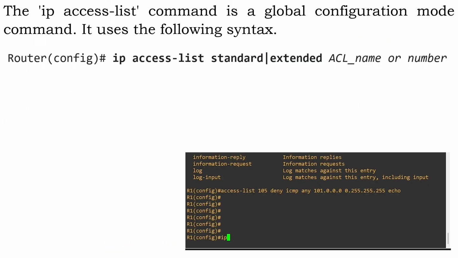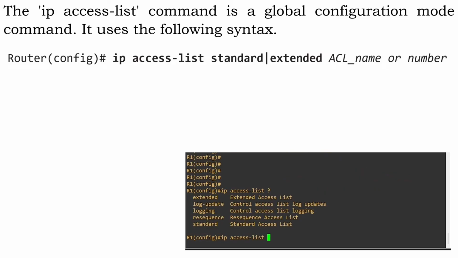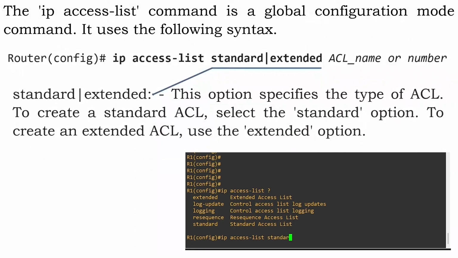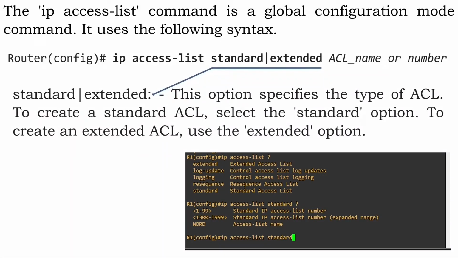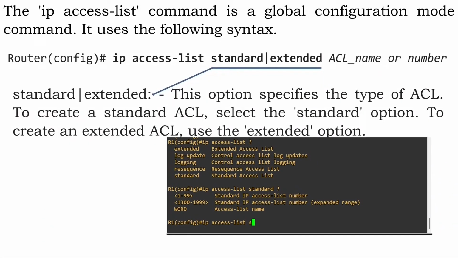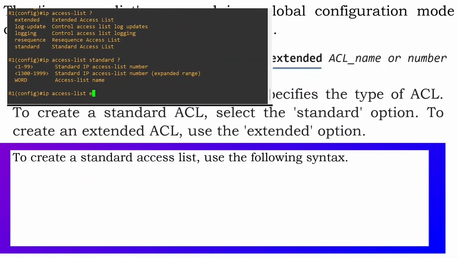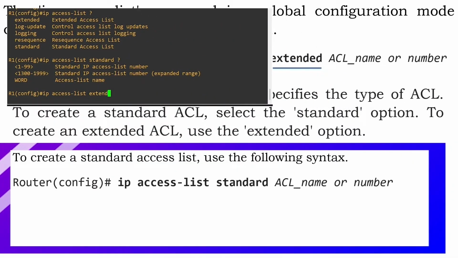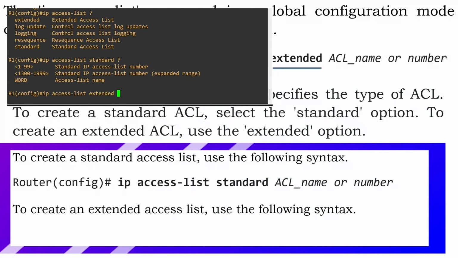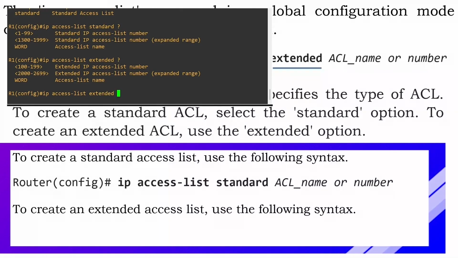Just like the access list command, the IP access list command is also a global configuration mode command. It uses the following syntax. This option specifies the type of ACL. To create a standard ACL, select the standard option. To create an extended ACL, use the extended option. To create a standard access list, use the following syntax. To create an extended access list, use the following syntax.